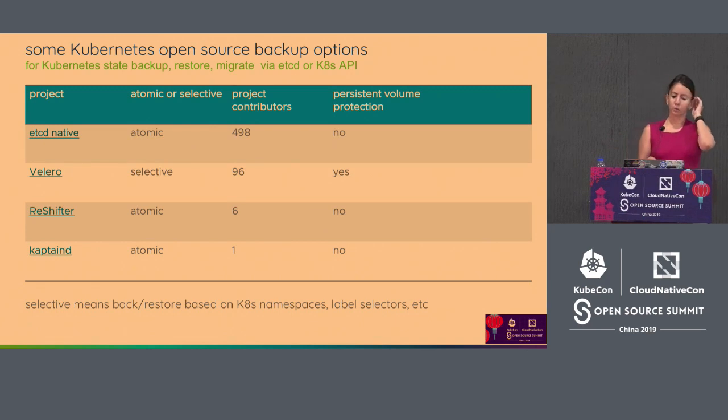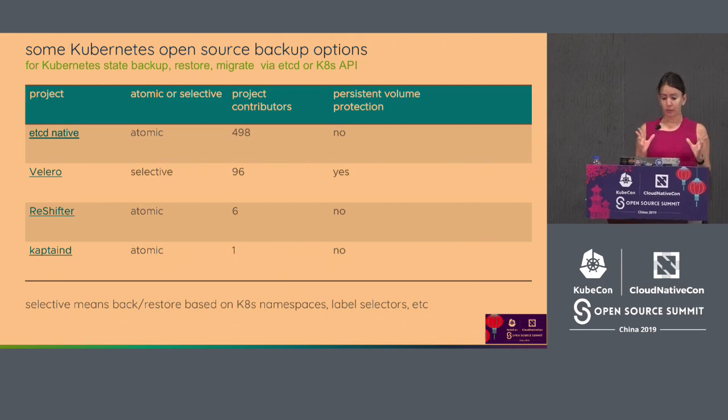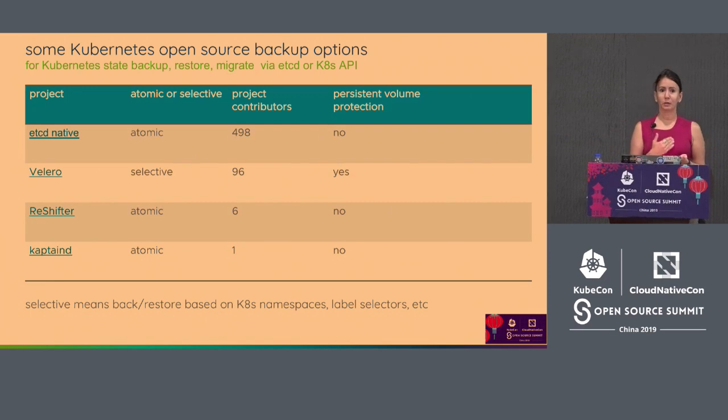On this slide are tools that do that backup, I'm sorry, these tools only back up the Kubernetes objects. And as you would expect, each of these tools have different sets of features, different levels of support. Like you can see, we added the project contributors. And just as a note, the etcd number is not just for the backup feature, it's for the entire etcd, so it's pretty inflated.